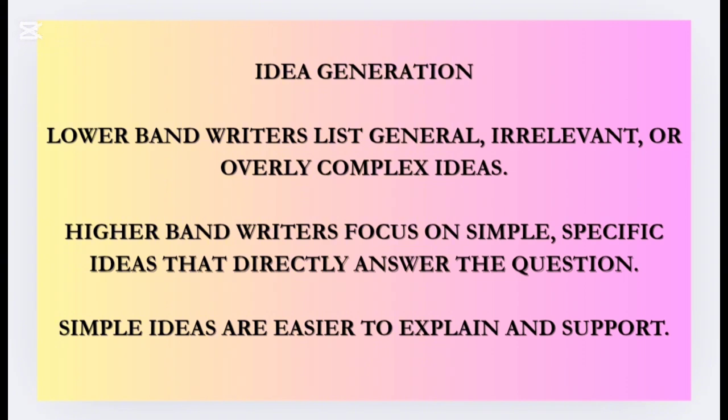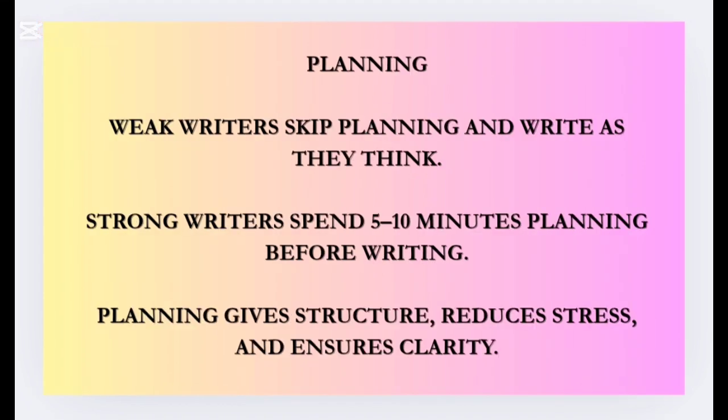Another key difference: low-scoring students often skip the planning stage, while band 7 to 9 students spend 5 to 10 minutes planning. This is crucial. Think of planning like Google Maps. It guides your essay. It helps you organize your ideas clearly before you begin writing. Without planning, students often get lost and stressed, running out of time with messy, unclear essays.